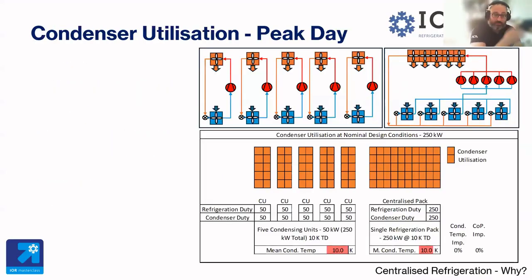So here we're going to see, in its most basic form, a block diagram about condenser utilization. Each block represents an item of condenser being used, and we have fundamentally the same size condenser, same total surface area, same total volume, for example. And as we can see, at peak day, there is no difference. We both have a mean condenser temperature of 10K. They're thereabouts, so the same duty.